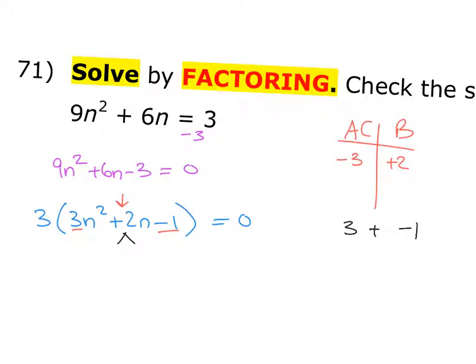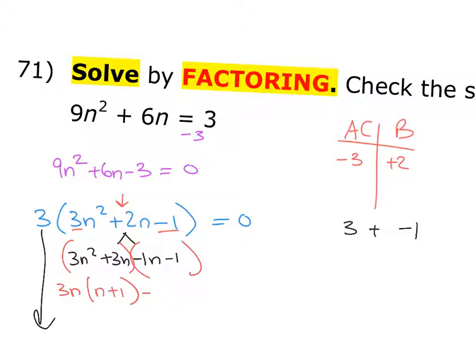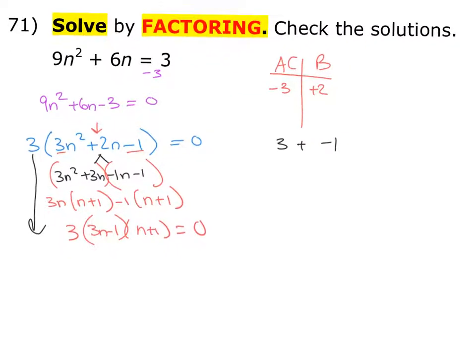So we expand out, rewrite that 3n squared plus 3n minus 1n minus 1, and group. I could take out 3n, and I'm left with n plus 1. Take out negative 1, and I'm left with n plus 1. Whew, I got twins. N plus 1 is the twin, 3n minus 1 is the other guy, and that 3 is out in front. But I'm not done yet because I'm not asked just to factor. I'm asked to solve.